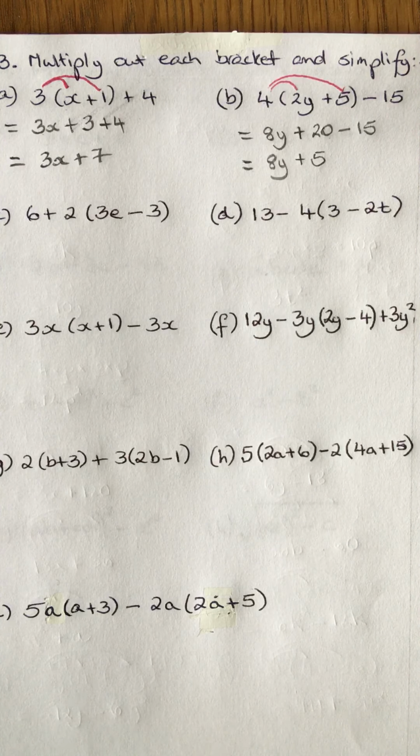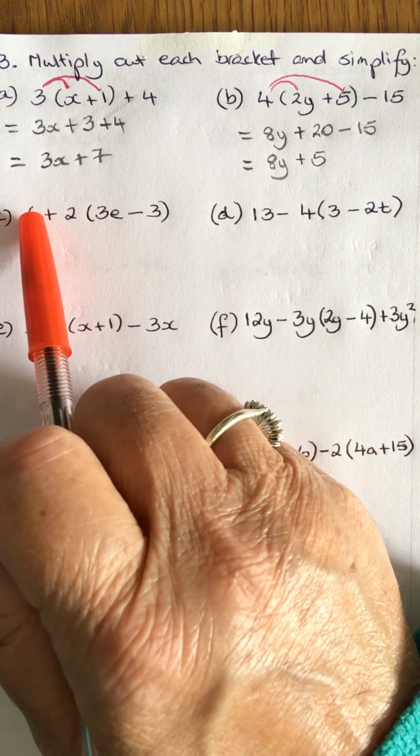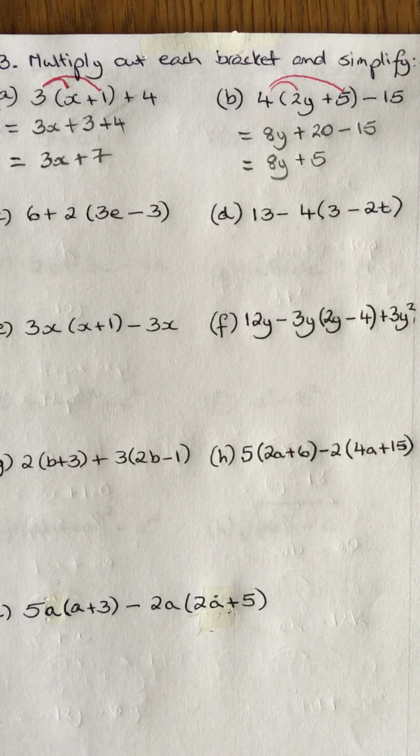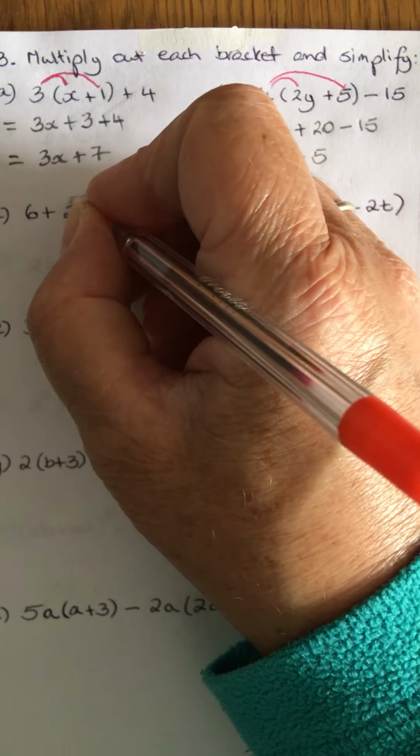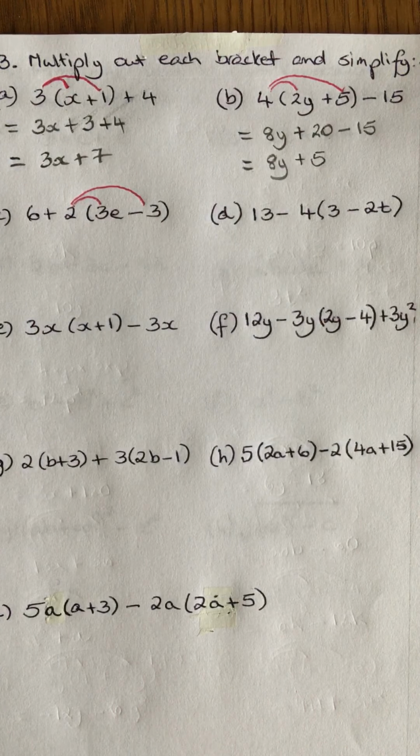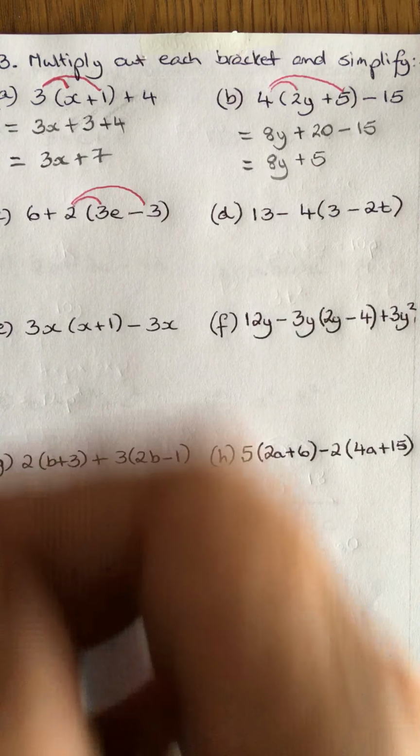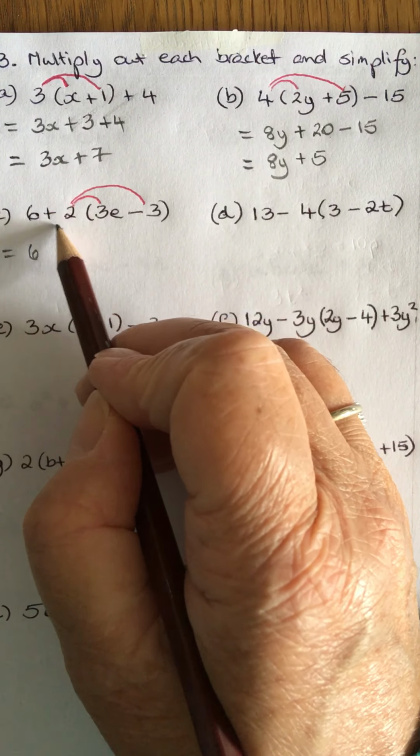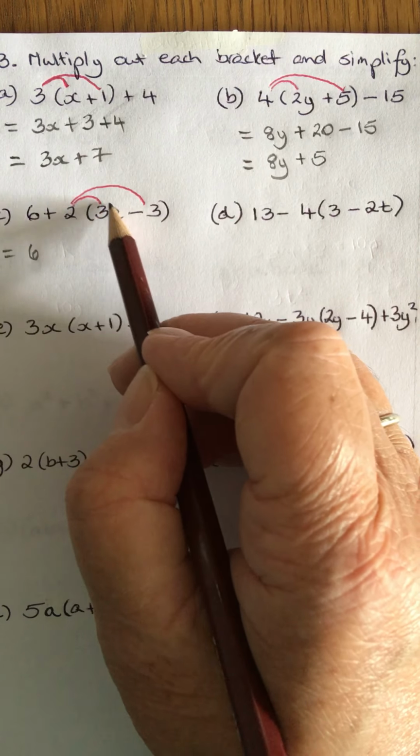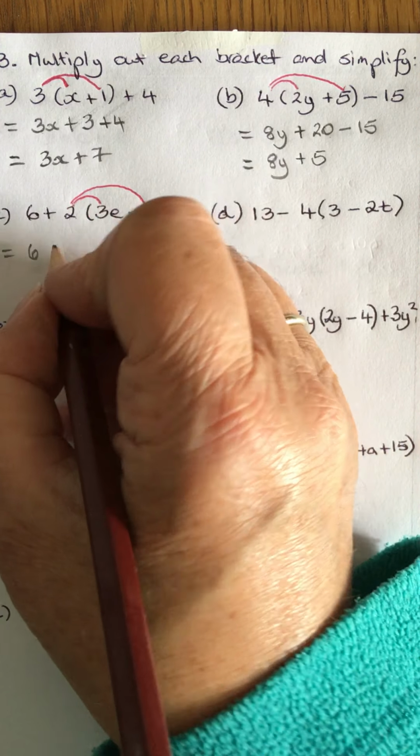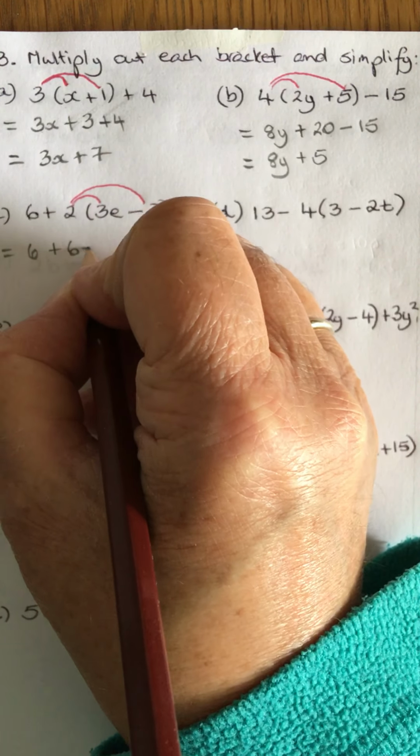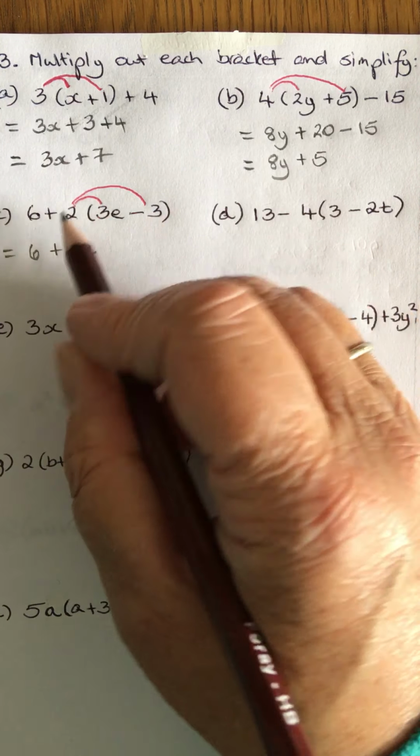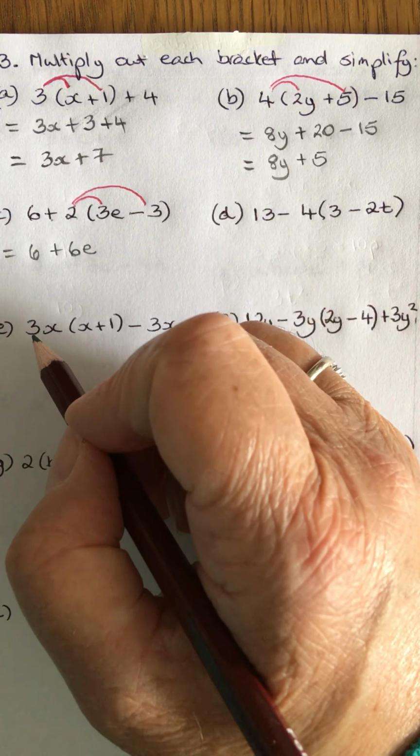Right, now be careful with the next one because the 6 has got nothing to do with the bracket here. It's just the 2 that we're going to multiply the bracket by. Okay, so you just leave the 6 as it is at the moment. And then we're going to do a positive 2 times 3e. So 2 3s are 6, that becomes plus 6e. Then we have a positive 2 times a negative 3. Positive times a negative makes a negative.